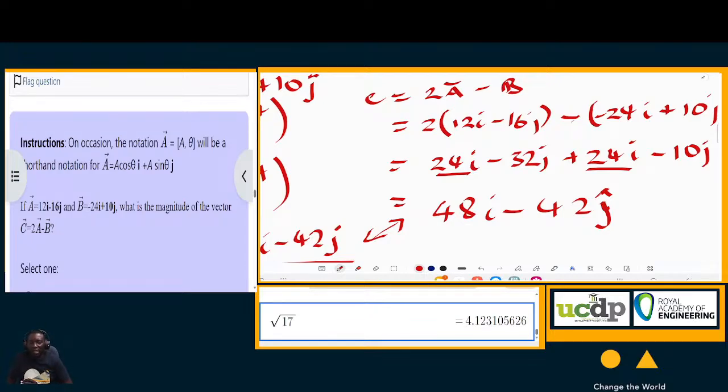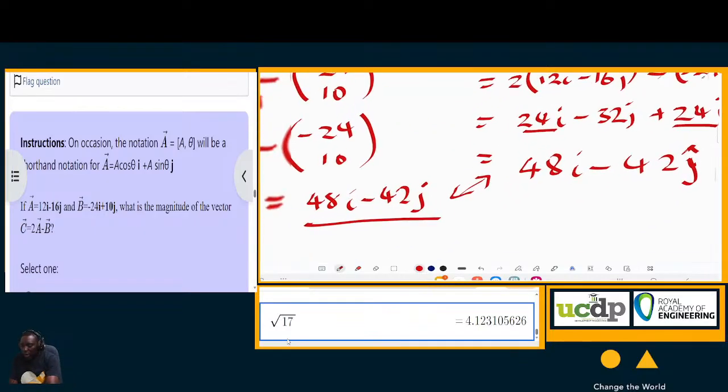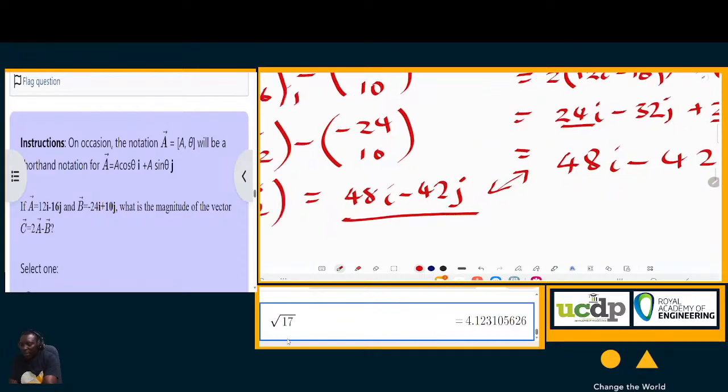You can only add terms that are in the same direction. So the I to the I, the J to the J. Don't confuse those ones. I think that's a good observation, which everyone has to take note of to avoid making errors. Thank you for that. So far, this is our vector C.